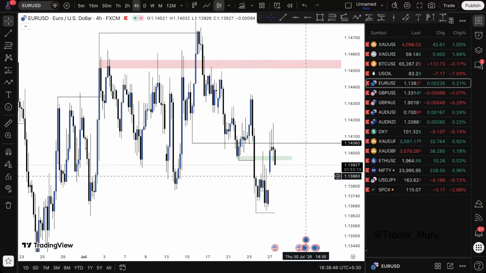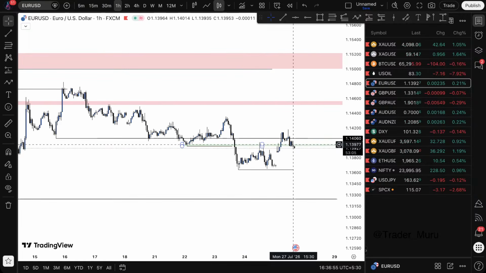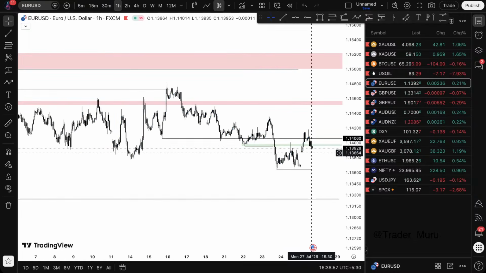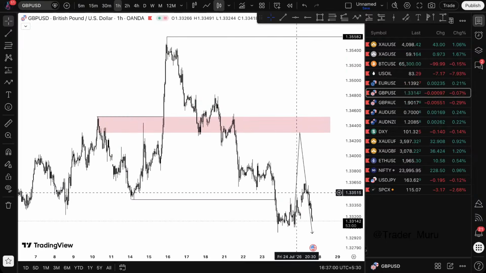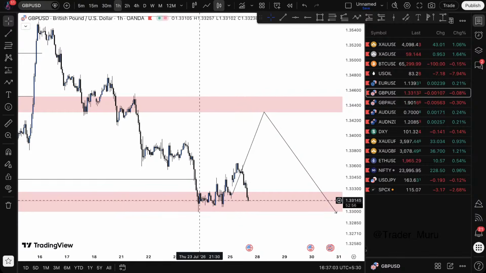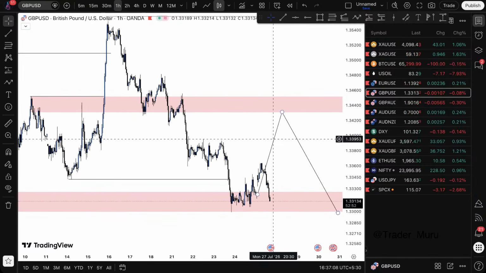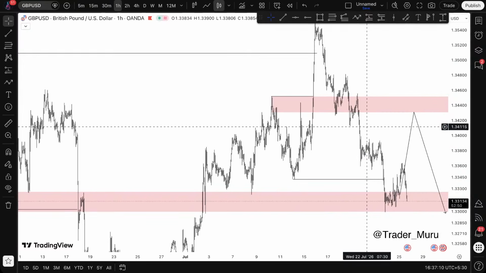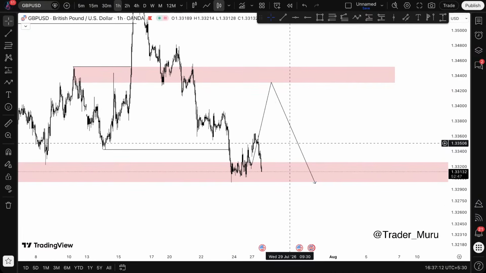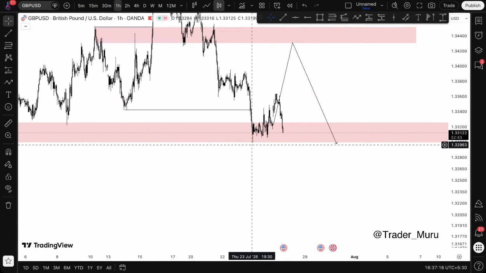Euro is still bearish. From this area we have a close above. Now price is testing this zone again. If we get a breakdown, price will drop again. Euro is bearish. GBP got a nice bounce, but this area is weakening now. We were expecting price to test this QML, but we are getting rejection from here. So price will continue dropping if it breaks below this low.